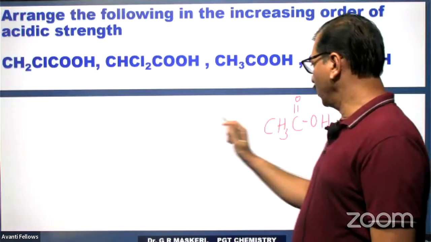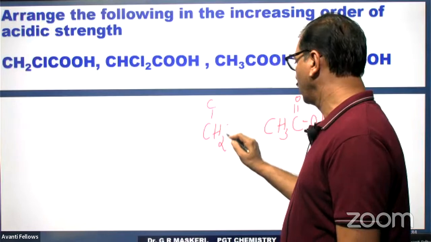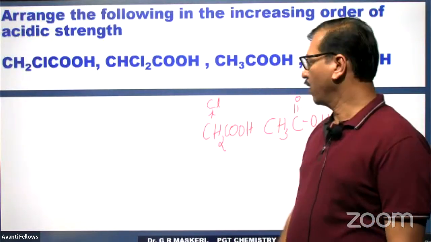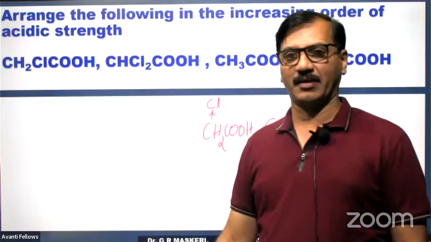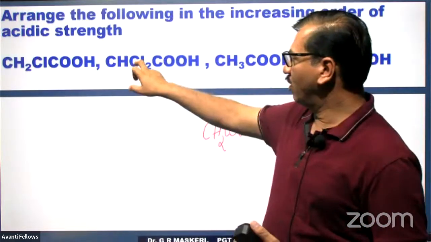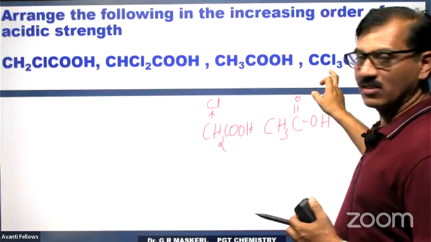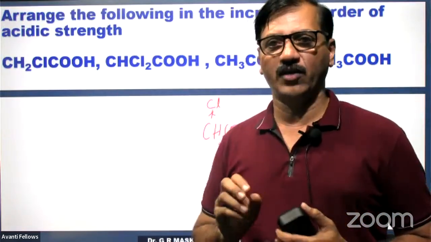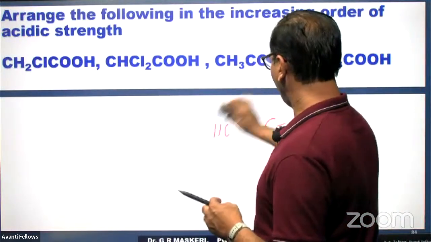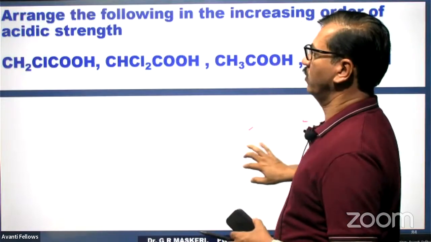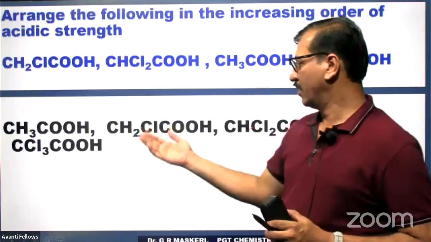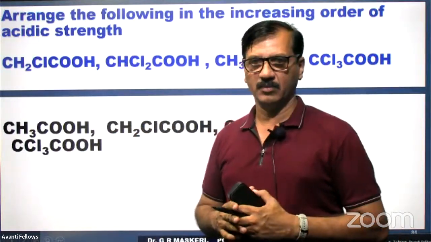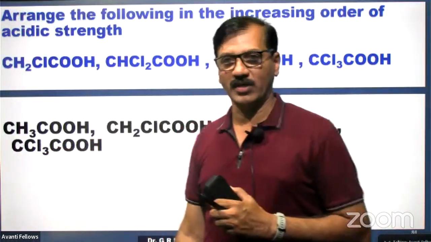Now, if there is 1 chlorine, then it becomes CH2Cl COOH. So, presence of 1 electron withdrawing group, and if there are 2 electron withdrawing groups, then it increases further. In this one there is only 1 electron withdrawing group, and in this there are 3 electron withdrawing groups. So the key thing that you have to remember is that an electron withdrawing group increases the acidity of the compound. Therefore, the order is: this is least, then 1 chlorine atom with CH2, 2 chlorine atoms, and 3 chlorine atoms. The one having 3 chlorine atoms attached to the carbon next to COOH has the most acidic character.